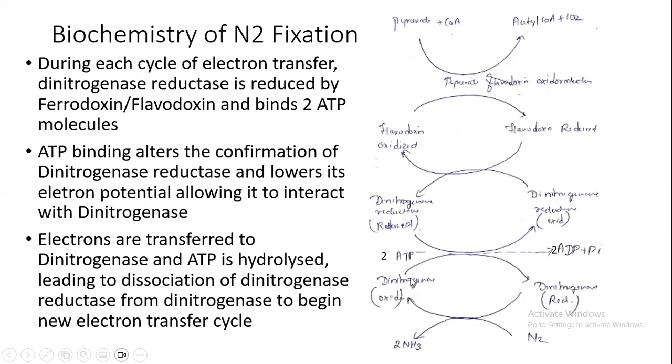In the process, dinitrogenase reductase will transfer the electrons onto dinitrogenase, and there will be simultaneous ATP hydrolysis. Hence, once the ATP is hydrolyzed, the association of dinitrogenase reductase for the dinitrogenase component decreases, and the two will dissociate from each other. And then the reduced form of dinitrogenase will carry out the last step, that is reduction of nitrogen to ammonia.